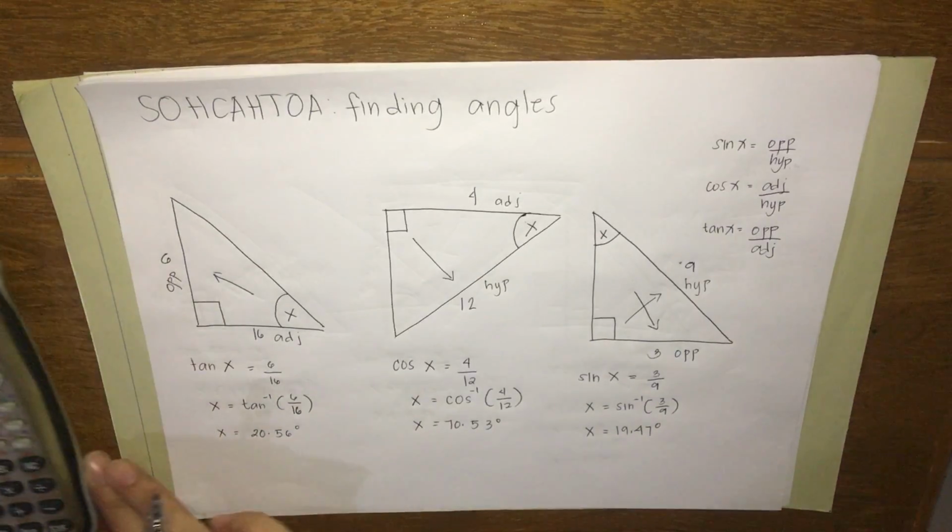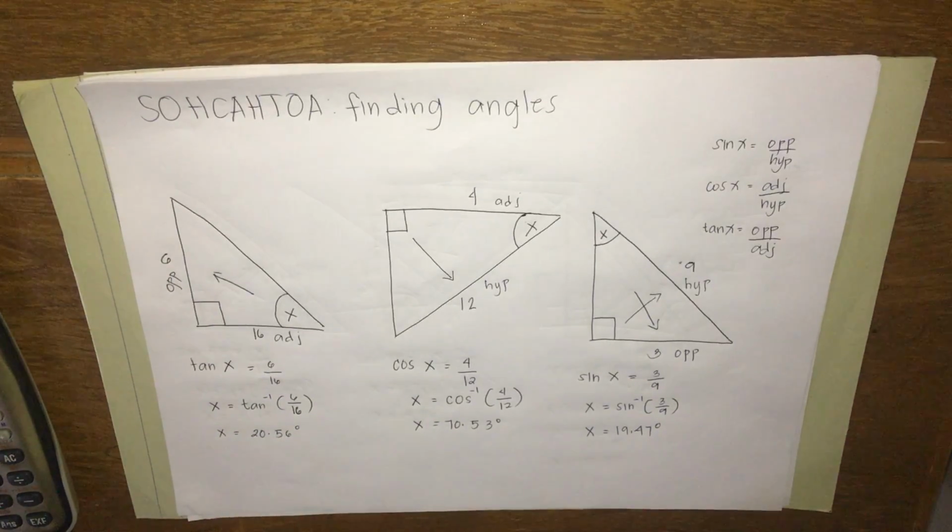So that's all. I hope you understand and learn how to find the missing sides of the right triangle and the missing angles of a right triangle by using the SOH CAH TOA equation. Thank you and God bless.